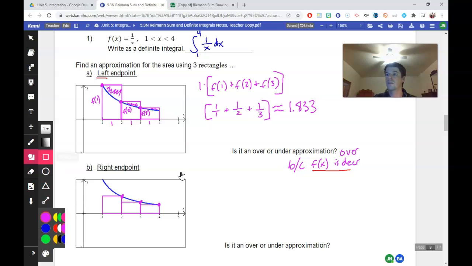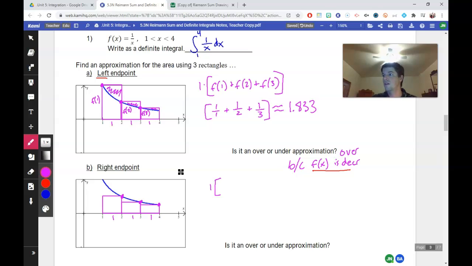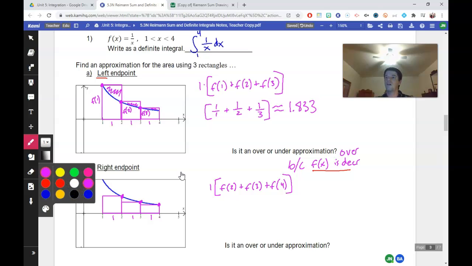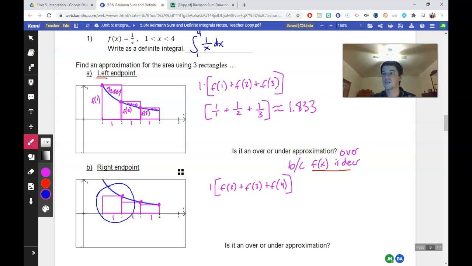So again, our width is always 1, so I'm going to factor out the 1. And what's left? We have f of 2 plus f of 3 plus f of 4. Notice how all these numbers shifted over. With left endpoint, we start with the first one but don't count the last one. And with right endpoint, we count the last one but don't count the first y value, right? That's just the nature of which endpoint we're selecting. And remember that for later.